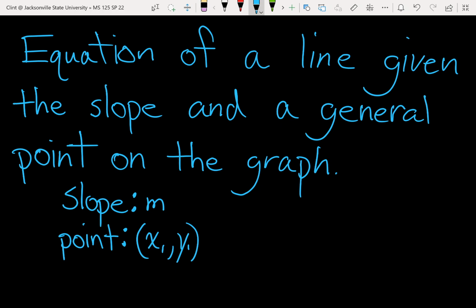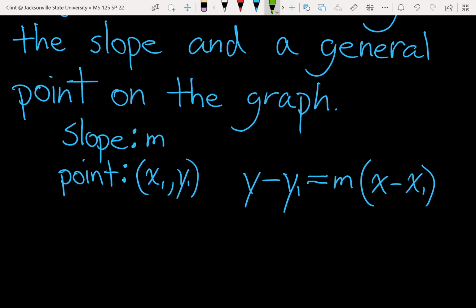Anybody remember what equation we use? What our form of the line is in that case? Yeah, okay, so that's looking good. So we got y minus, which one was it? y1, yeah, that's right. We subtract the y coordinate of our point, and that equals the slope m times x minus x1. Good. So this thing, lots of times we call it the point-slope form.